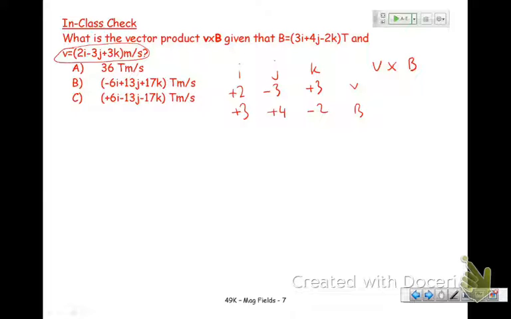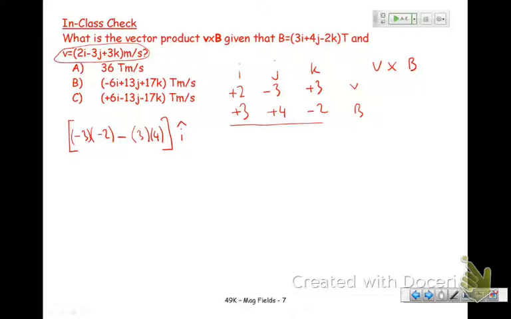And to talk you through this, we want to do the i term. Put your finger over the first column and cross multiply. So I'm going to go minus 3 times minus 2, minus 3 times 4. And that's going to be i.